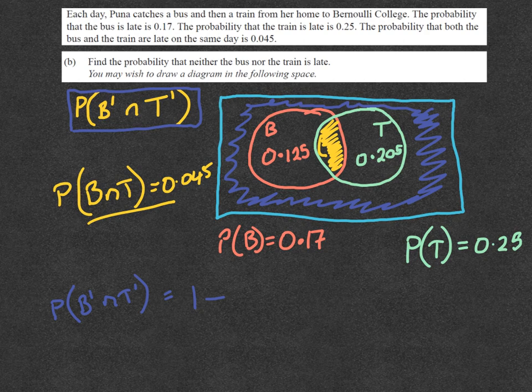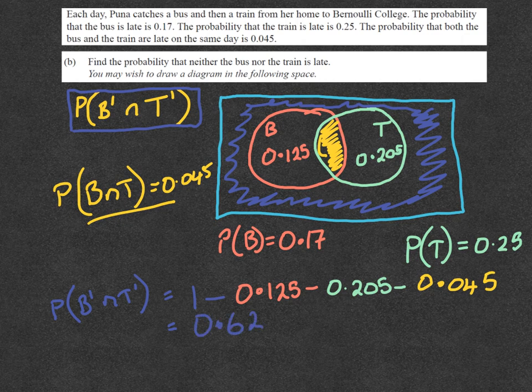So 1 minus 0.125 minus 0.205 minus the intersection, which we know is 0.045, and that tells us that the probability is 0.625. And that is the probability that both are on time.